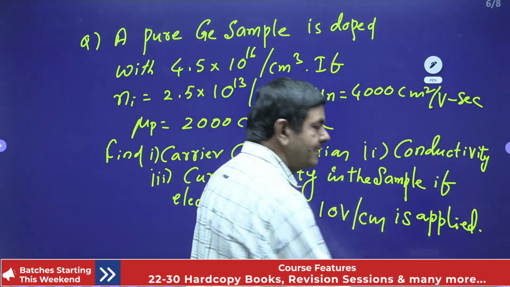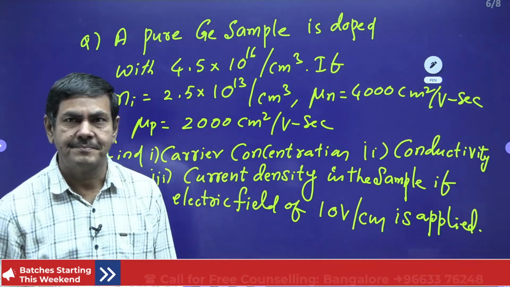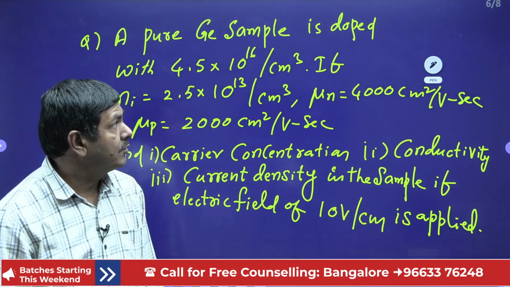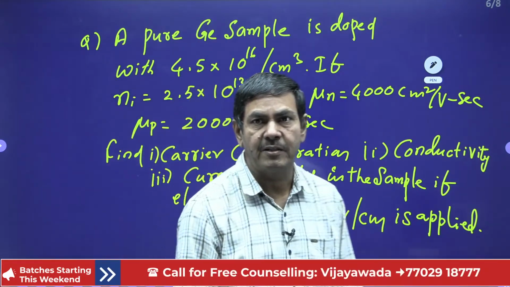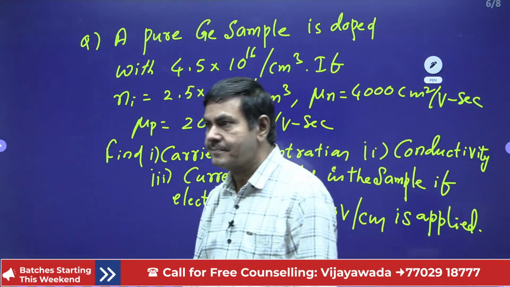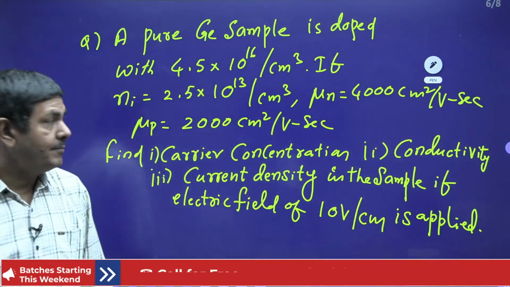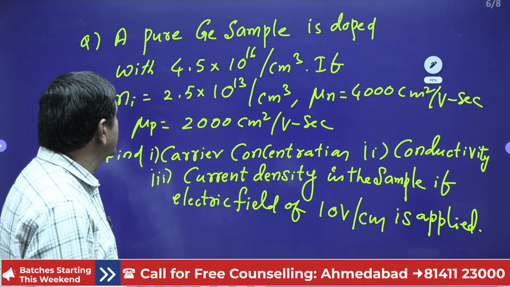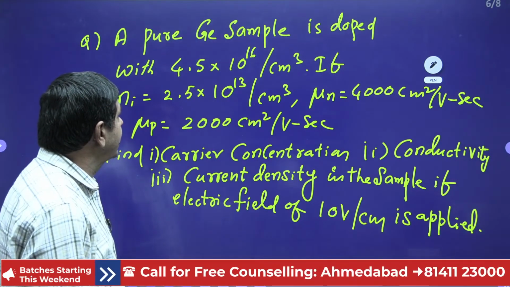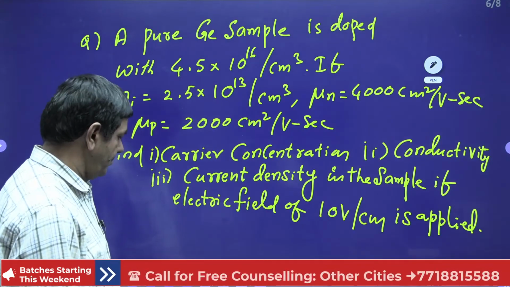Yes, this is one of the problems. How can we solve this problem? That's more important. How can we do this question? In the problem, what is given? You watch. A pure germanium sample is doped with 4.5 × 10^16 per cm³.